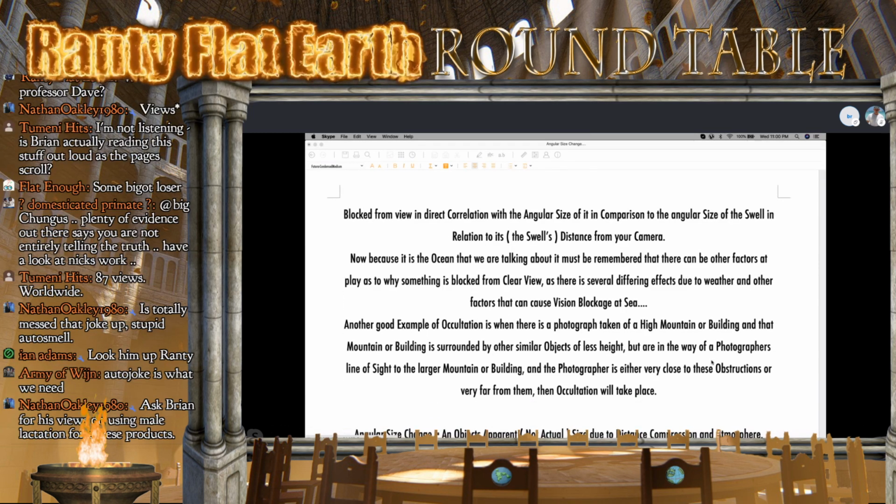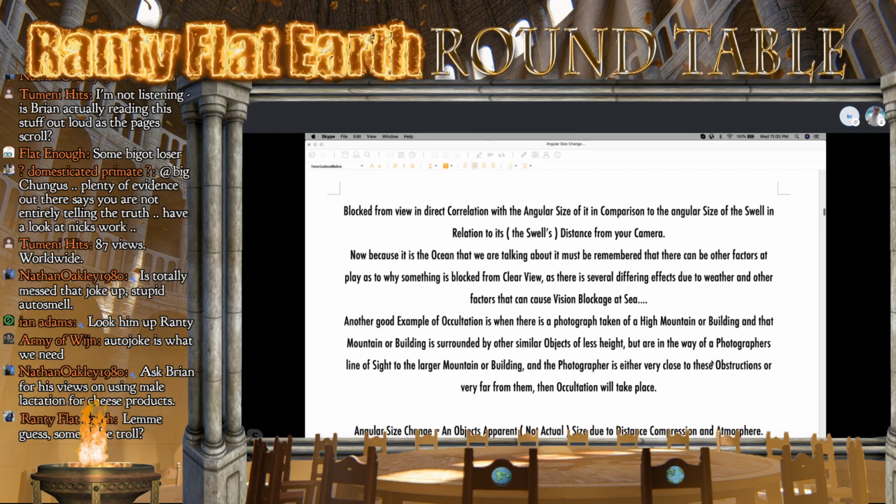Now, because it is the ocean that we are talking about, it must be remembered that there can be other factors at play as to why something is blocked from clear view, as there are several differing effects due to weather and other factors that can cause visual blockage at sea.